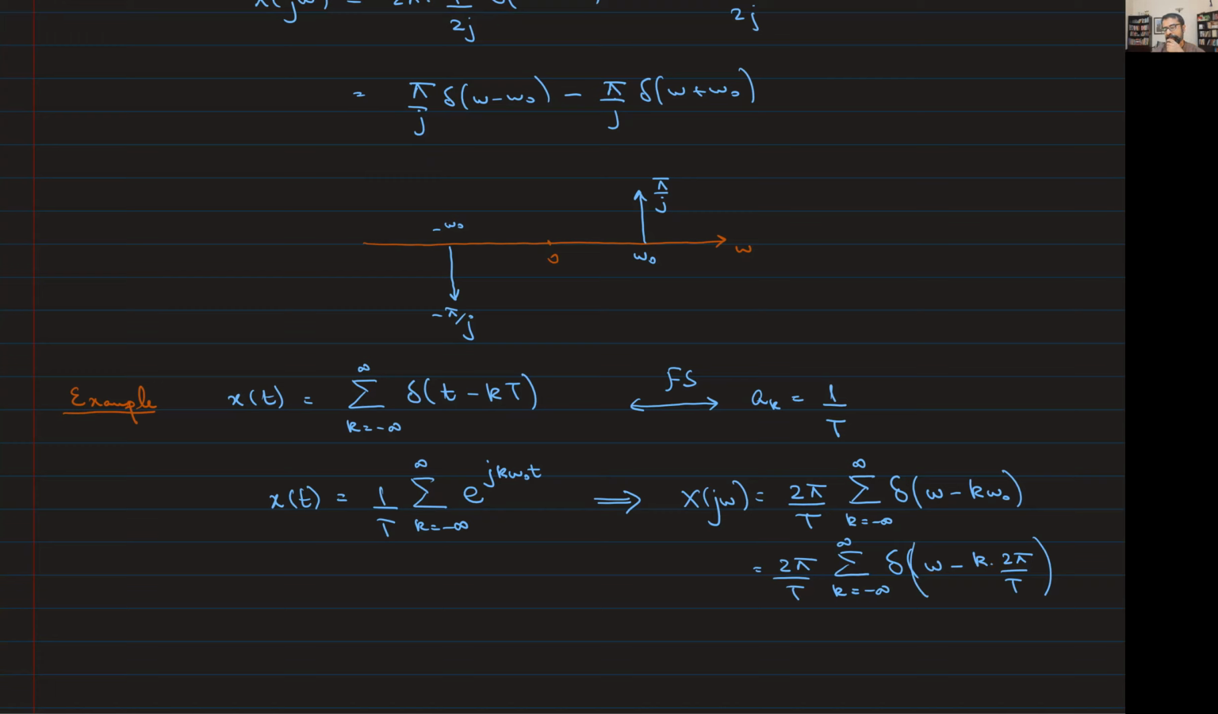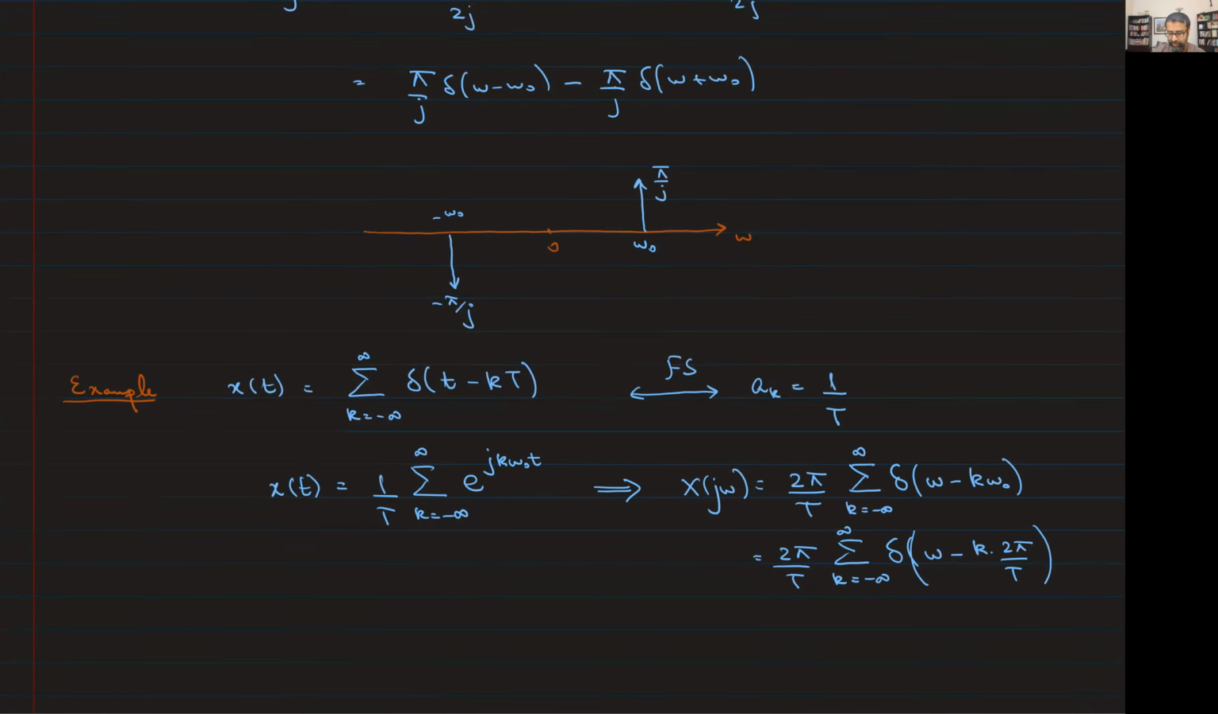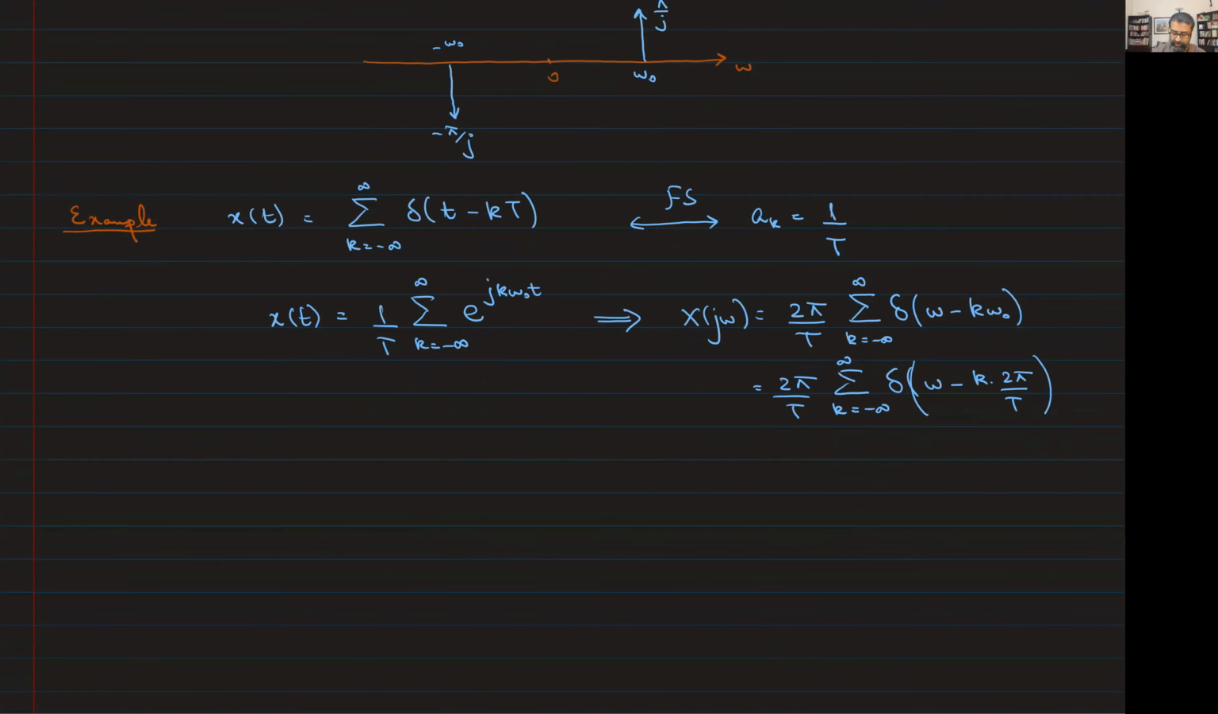All right. So what does that mean? In terms of the Fourier transform, if I have a time domain signal here, which is a train of impulses, right? So this is a train of impulses. This is x of t. So this is 0, this is T, this is 2T, and the heights are all 1, right?